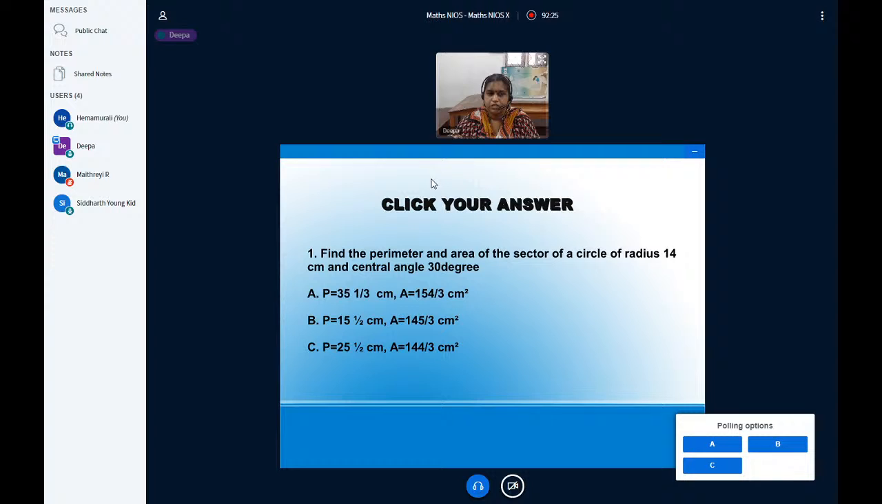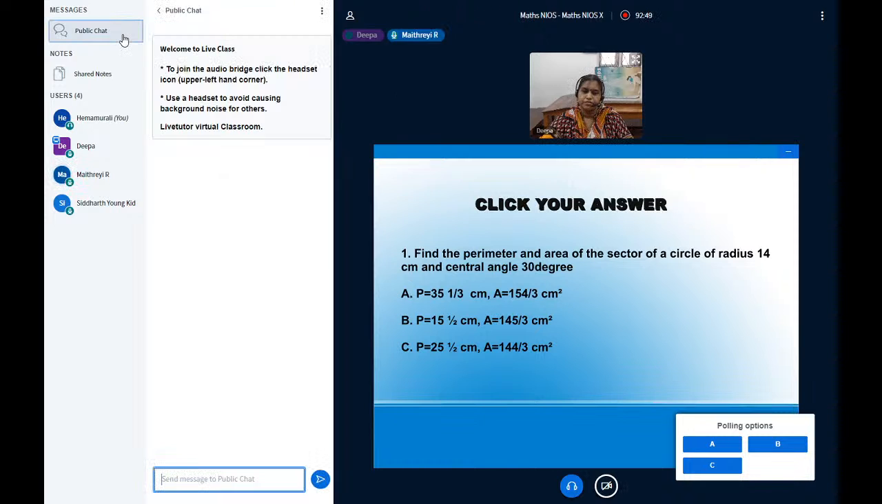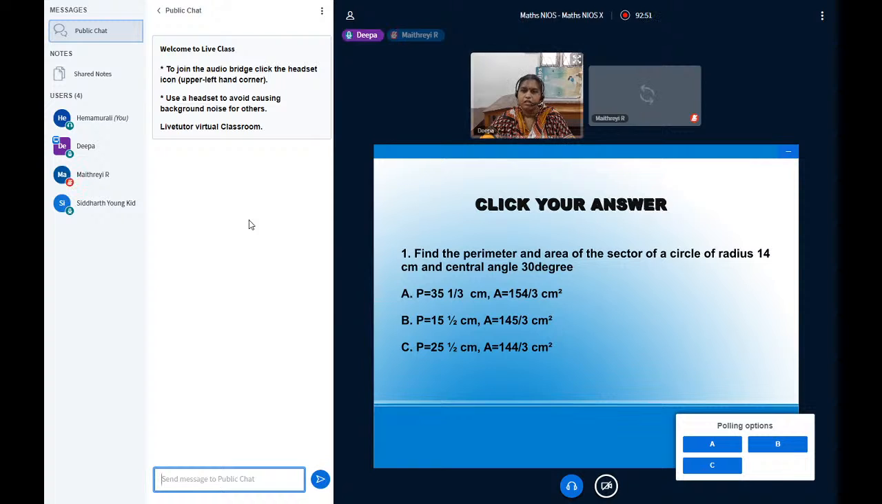Maitri? Maitri? Yes, ma'am. உன்னோட வீடியோ தெரியல. Yes, ma'am. இது வந்து வந்துட்டேன். Siddharth, your answer is right, Raja. You just enter your answer. Ma'am, has it come now? Yes, ma'am.